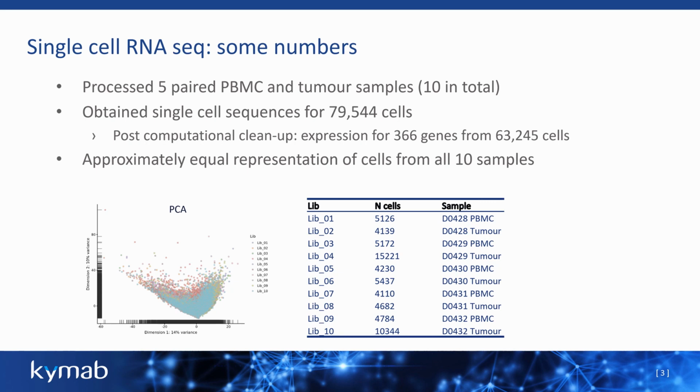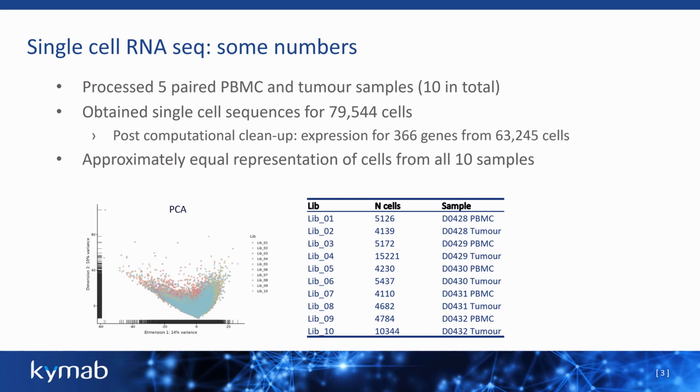I have to say, we used the immune response panel, like the previous speakers. Obviously, we're interested in immune cells. We use the human immune response panel. So after the cleanup, we had expression for 366 genes from just over 63,000 cells. And as you can see from the table here, each library is basically a single sample, and you can even see the annotations. So these are PBMCs, tumors, and so on.